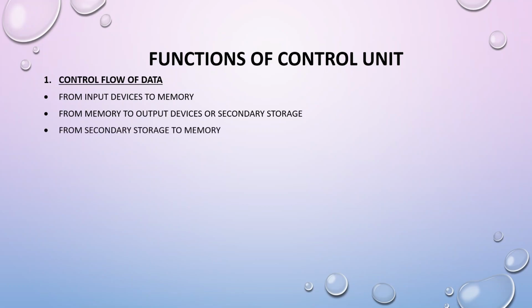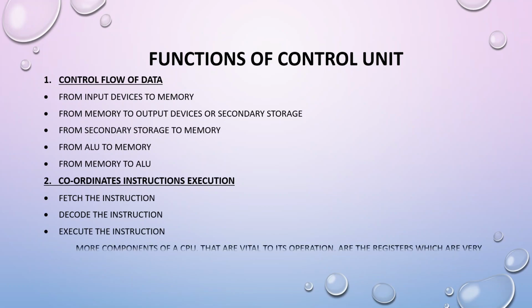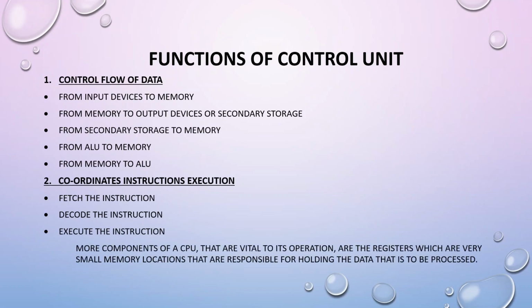From secondary storage to memory. From ALU to memory. From memory to ALU. 2. Coordinates instruction execution. Fetch the instruction. Decode the instruction. Execute the instruction. More components of a CPU that are vital to its operation are the registers, which are very small memory locations that are responsible for holding the data that is to be processed.